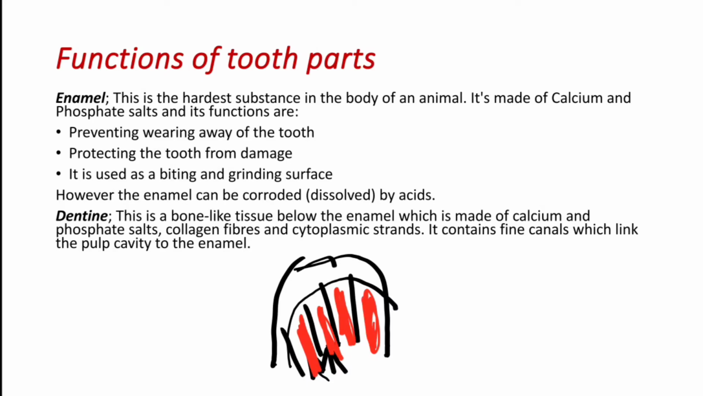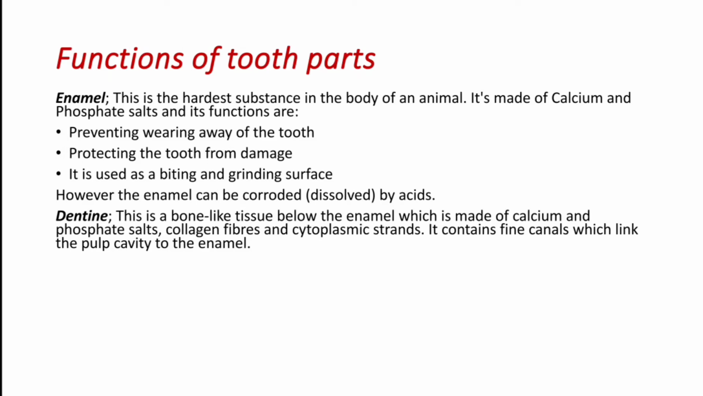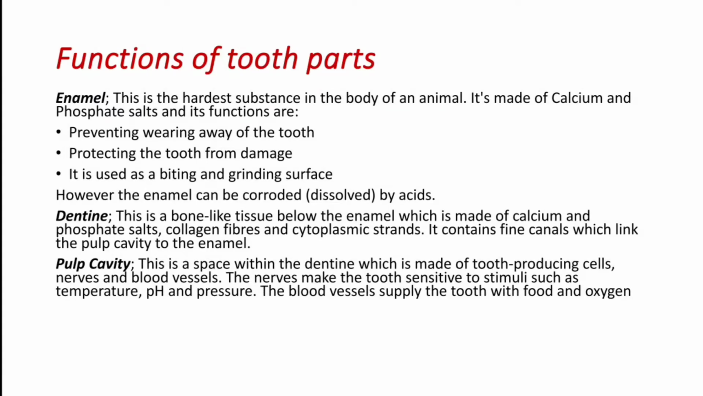It's a canal. It's a fine canal. So the dentine contains fine canals which are going to link the enamel to the pulp cavity. We are going to find out why the enamel is linked to the pulp cavity later. But for now, know that the dentine contains fine canals, the spaces I have shaded, which link the enamel to the pulp cavity. So take note of what makes up the dentine: calcium, phosphate salts, collagen fibers, and cytoplasmic strands.